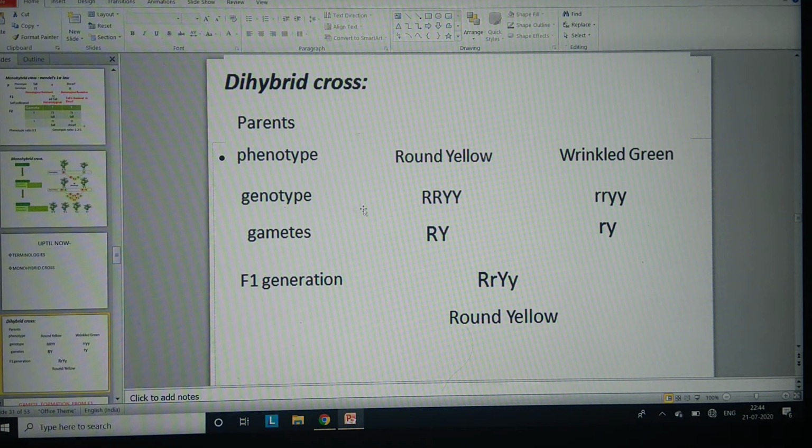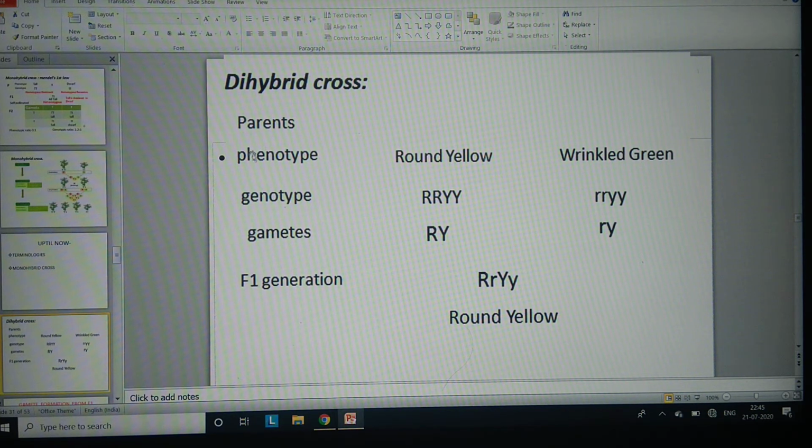Here in this diagram, in the slide, 2 different characters like rounded seed and yellow color of the seed, these 2 characters are considered. So what is this cross? Cross between parents. This is one of the parents, this is the second parent. Differing in what? Differing in 2 heritable traits. Which are these 2 heritable traits? This round yellow and wrinkled green. So these are the 2 heritable traits, or we can say differing in 2 pairs of contrasting characters. When these plants are crossed, it is called as dihybrid cross. So we are going to study about this cross now.